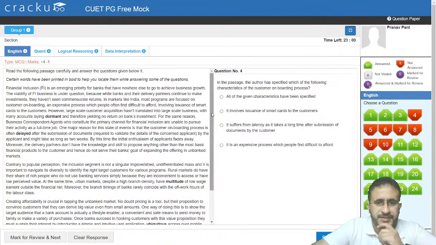Okay, next question. In the passage, the author has specified which of the following characteristics of the customer onboarding process. All have been specified. Involves issuance of smart cards. Yes. It suffers from latency, long task. So this is also true. Expensive process which they find difficult to afford. Often delayed. That is true. Initial enthusiasm. Delay, I think, is involves issuing of.